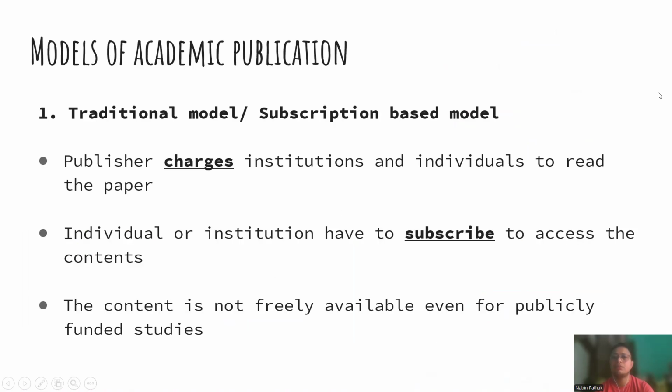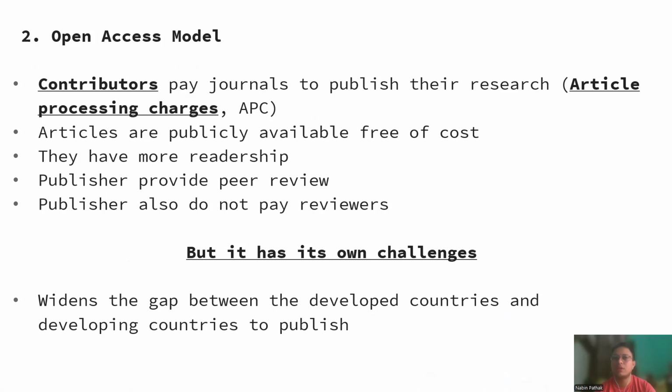So this is the brief of models of academic publication. The first is the traditional model, where the publisher charges institutions and individuals to read the paper, and the content is not freely available even for publicly funded studies; you need to have a subscription to access the contents. The second one is the open access model, where the contributors pay journals to publish their research through a charge known as article processing charges, and articles are publicly available free of cost.